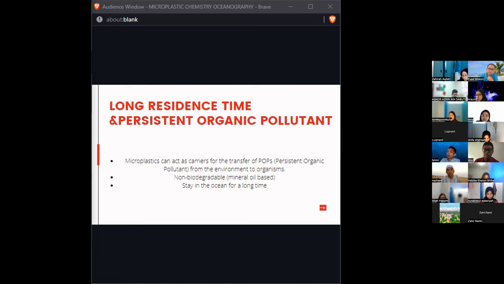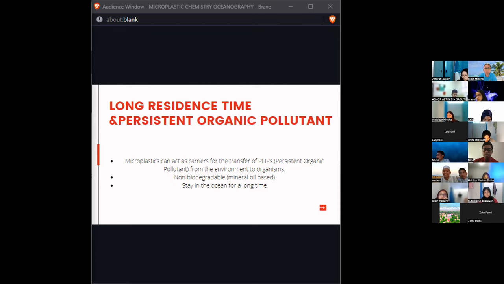Microplastic can act as a carrier for the transfer of POPs, persistent organic pollutants, from the environment to organisms. So what is a POP? Actually, microplastic is not a POP, but it is a carrier that transfers POPs. A POP is a chemical substance brought by a certain kind of material, and that chemical is hazardous to human health.